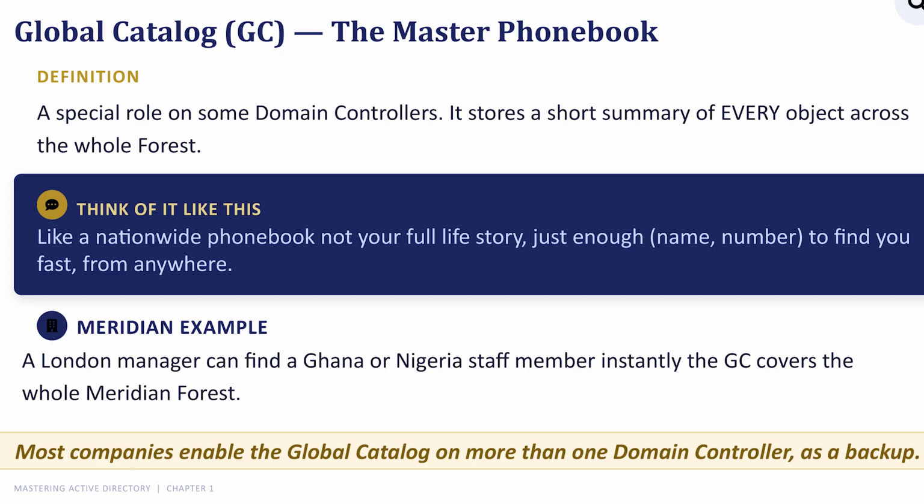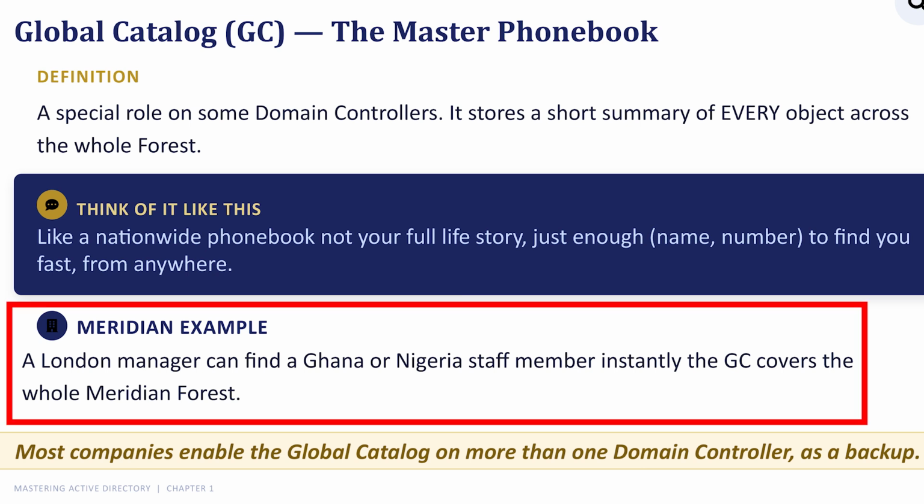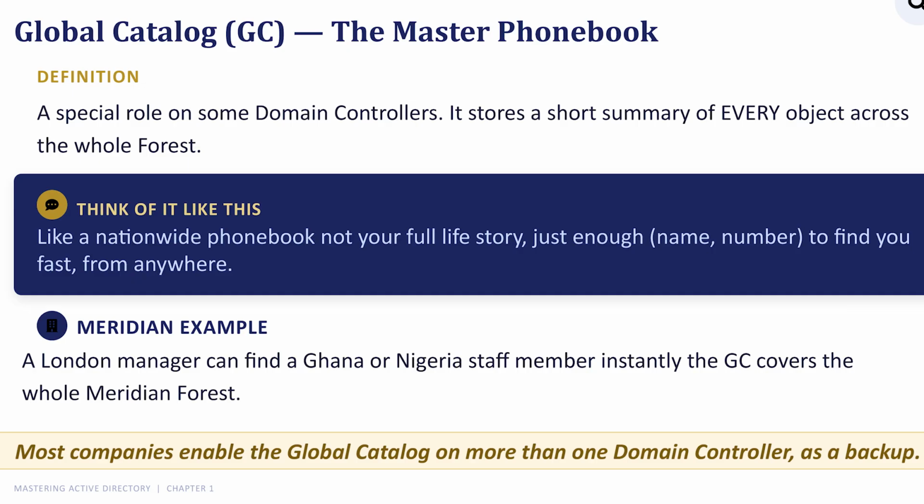That is the idea. The global catalog helps you provide a forest-wide searchable view. The Meridian example says a manager in London could search for a staff member in Ghana or Nigeria because the global catalog covers the forest. Okay, so if someone is in London and wants to search for an employee in Ghana, with the help of the global catalog, he can find that person easily.